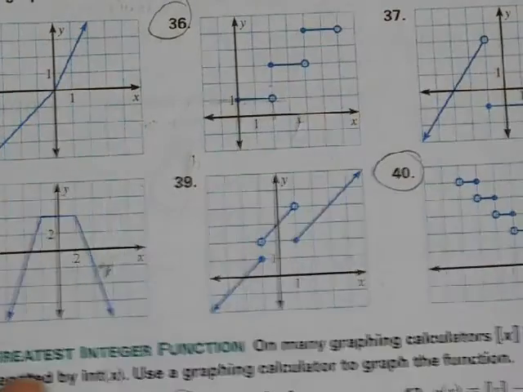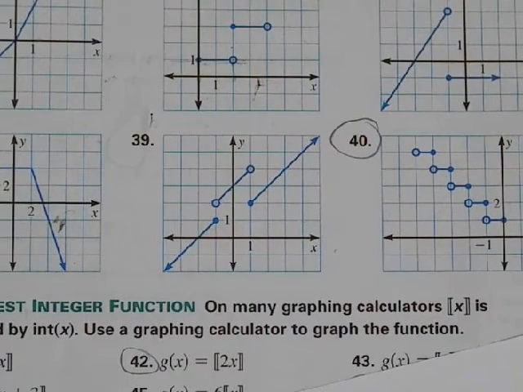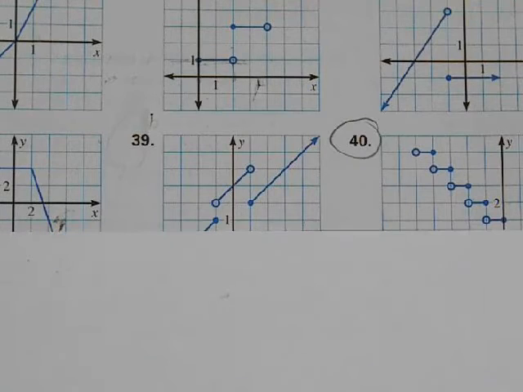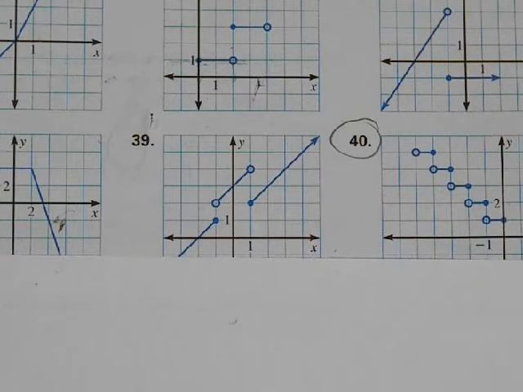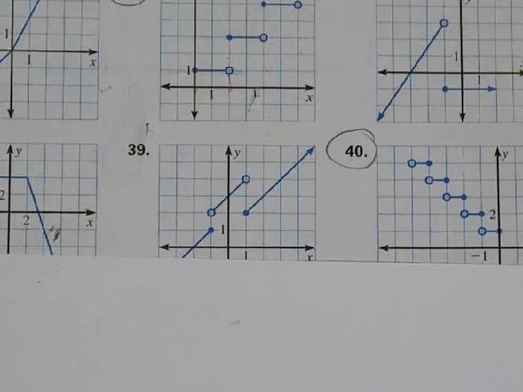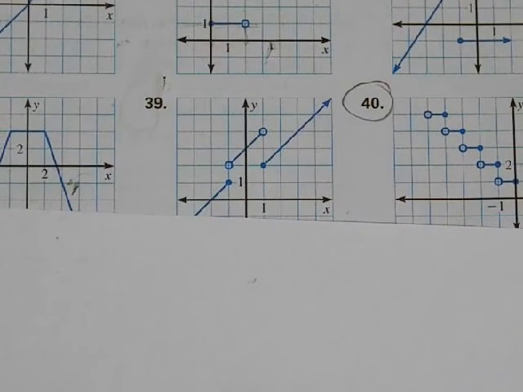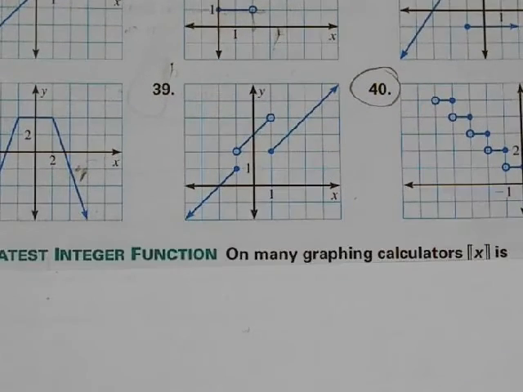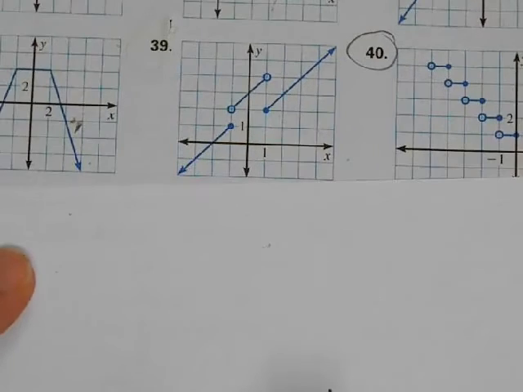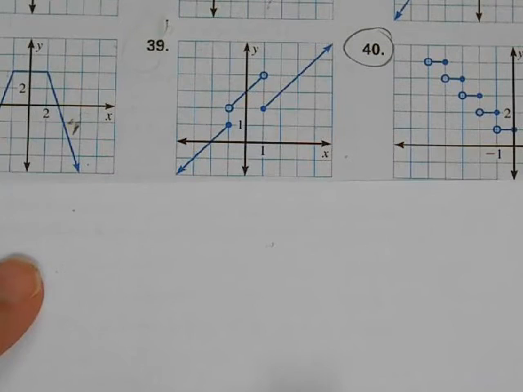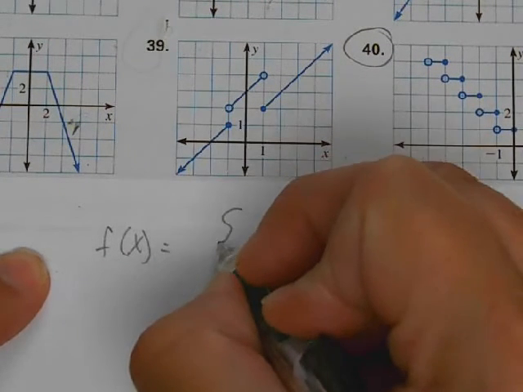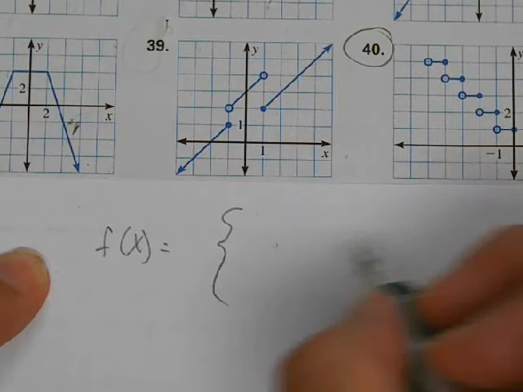Let's go do one that's a little bit different. Let's do 39. Get it in place here. So I have a piecewise function, and I have 3 spots.